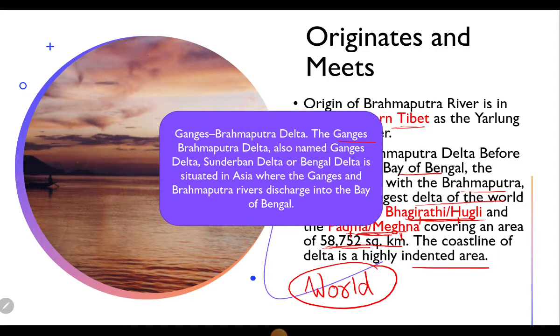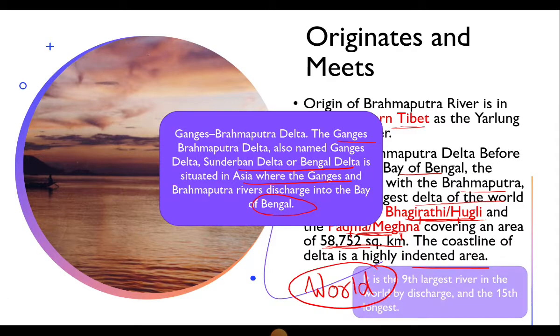Next thing is the Ganga Brahmaputra Delta. The Ganga Brahmaputra Delta, also known as the Sundarban Delta or the Bengal Delta, is situated in Asia where the Ganga and the Brahmaputra river discharge into the Bay of Bengal. Next thing is, it is the ninth largest river in the world by discharge and the 15th longest. Largest, meaning ninth in terms of width you can say, and longest means its total length.